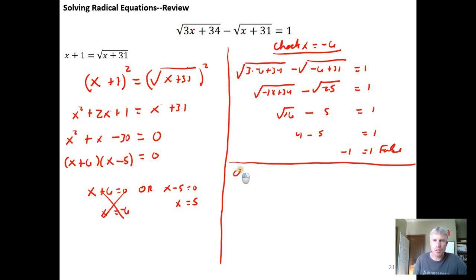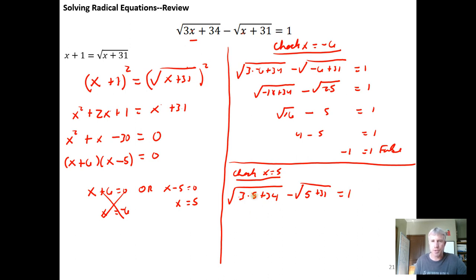And then we need to check the other guy. Check x equals 5. So plugging the 5 in everywhere we see an x, we get square root of 3 times 5 plus 34. Better write that 4 better. I'll use it like it's a 9 or something. Square root of, replace that x with a 5. We get 5 plus 31, and it needs to equal 1 if it works.